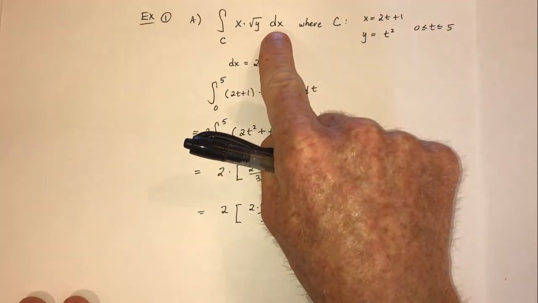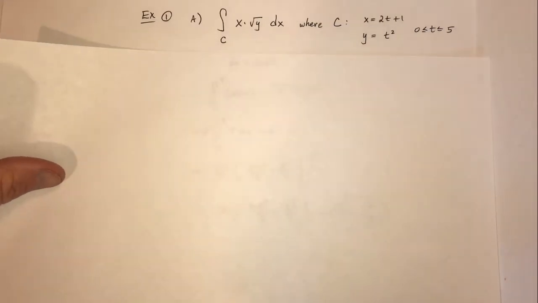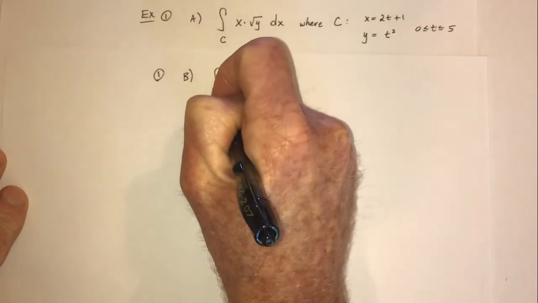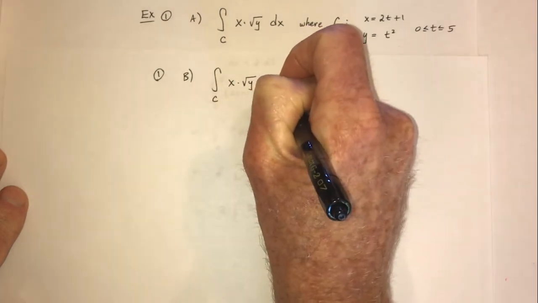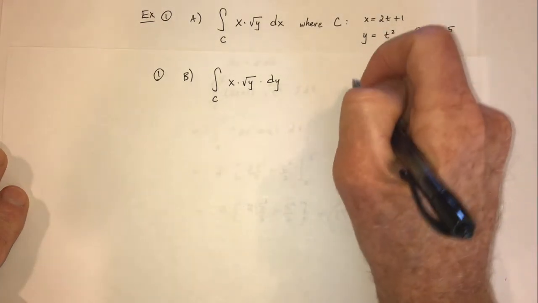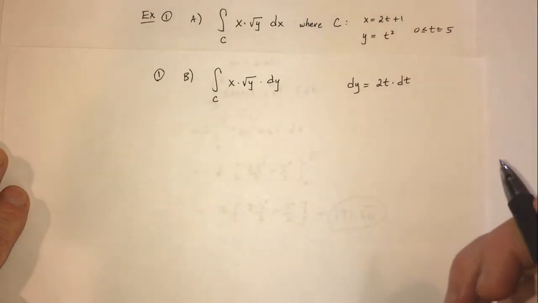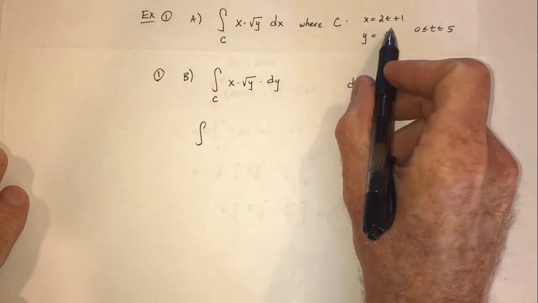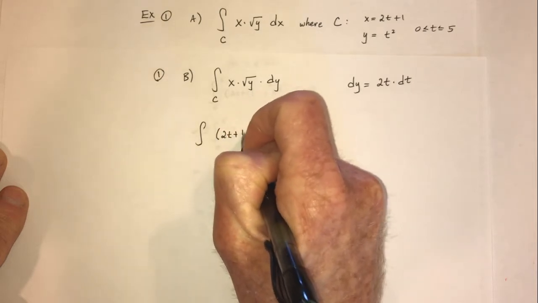Now, what's the difference if you put dy right here? So do the same integral, x times the square root of y, but then what if this was dy? So we first need to find out what dy equals. So dy is equal to 2t dt. And then change this to a function of t. So replace the x right here. So x gets replaced with 2t plus 1.